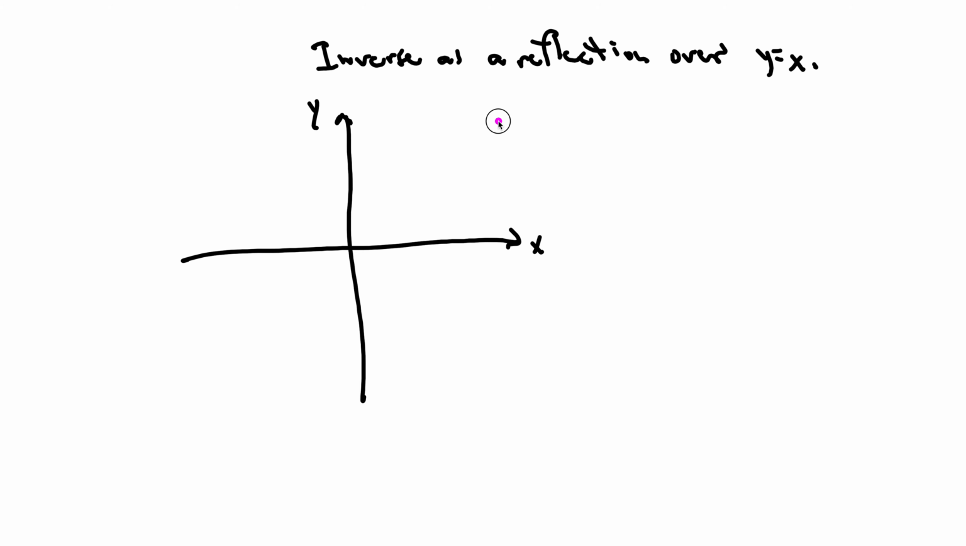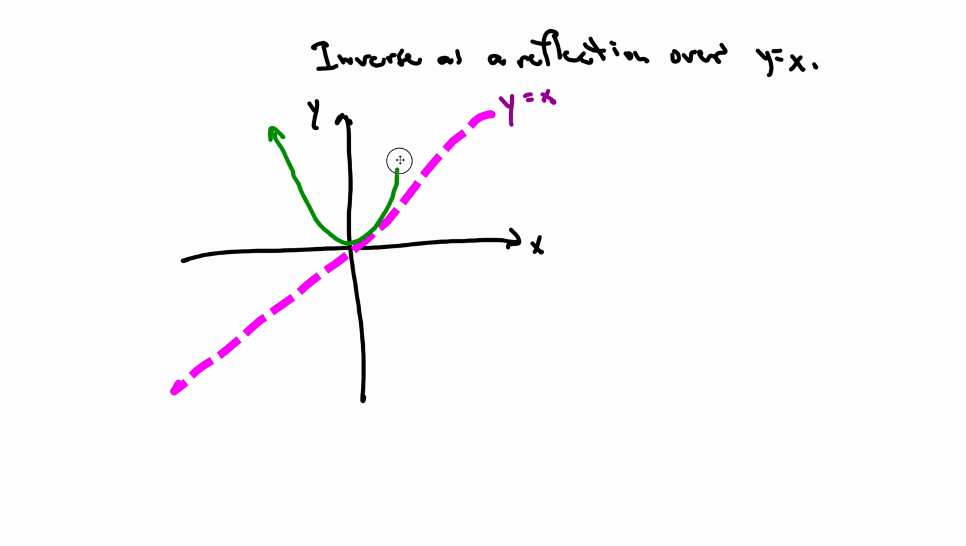The line y equals x is this linear equation here. Let's touch that up a little bit. So that's the line y equals x. If I were to take something, let's say I've got a function f of x, now I'm picking this for a reason. So that's my function f of x.